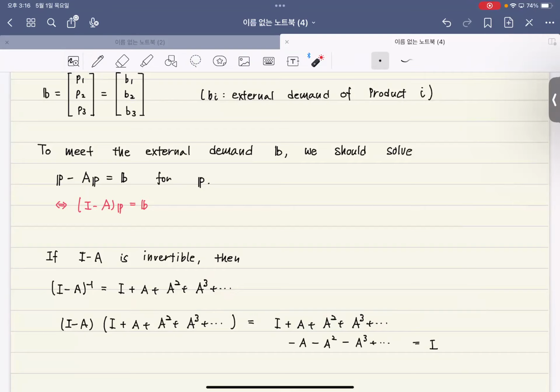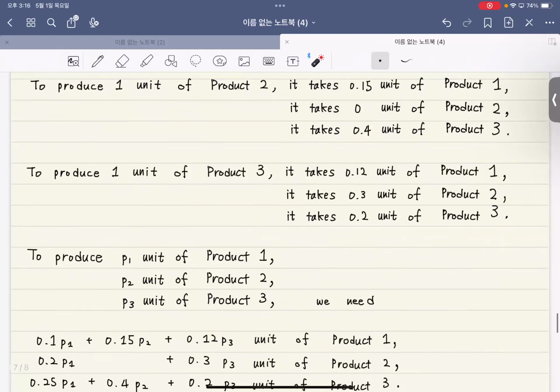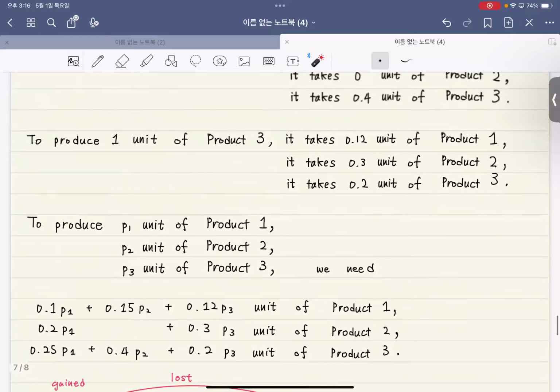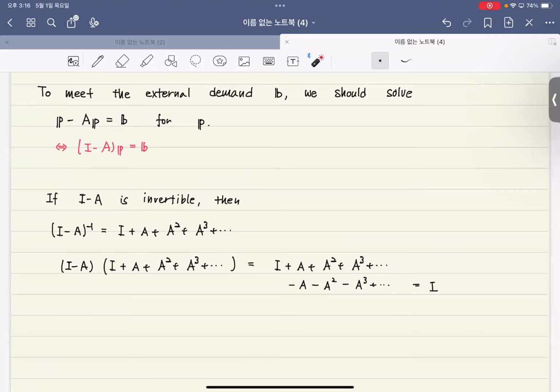But does this guy always exist? This guy exists only if the consumption matrix A is a stable matrix. So being able to find the solution, or the future of your economy, depends on the stability or instability of your consumption matrix. That is the key point of the Leontief economy model. Okay, this is for today, and see you next time. Bye.